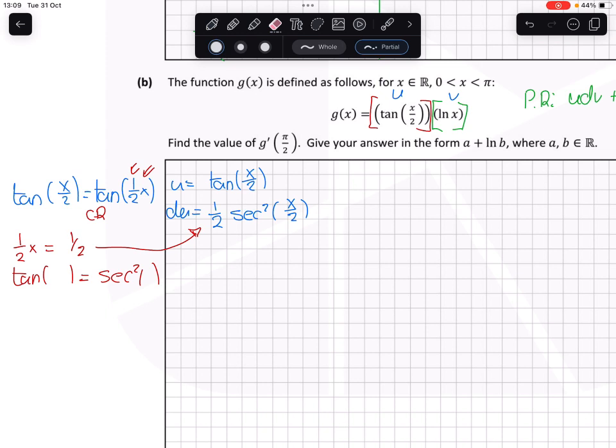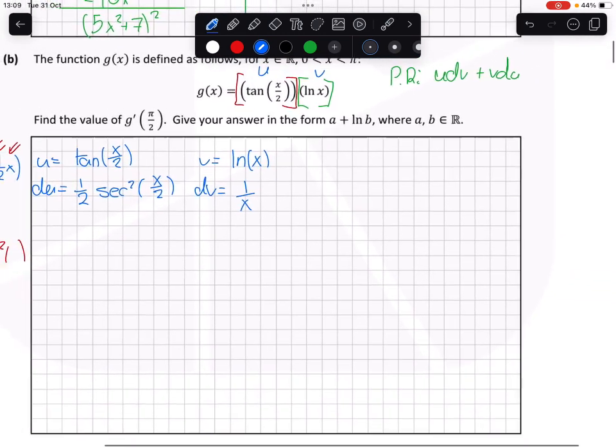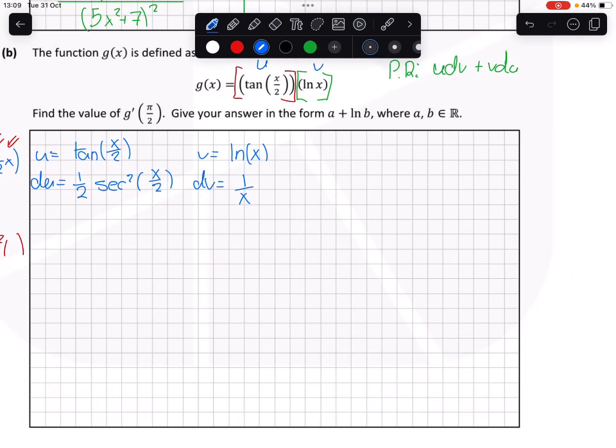So if we continue doing this, we're going to have v is equal to natural log of x, and the derivative of the natural log of x is 1 over x. So now we can use the product rule. So u is tan of x over 2, and that gets multiplied by dv, which is 1 over x. And then we add v, which is the natural log of x, multiplied by du, which is half sec squared x over 2.